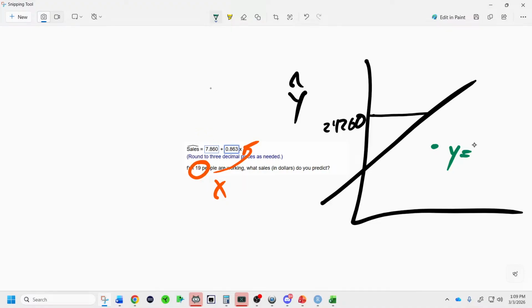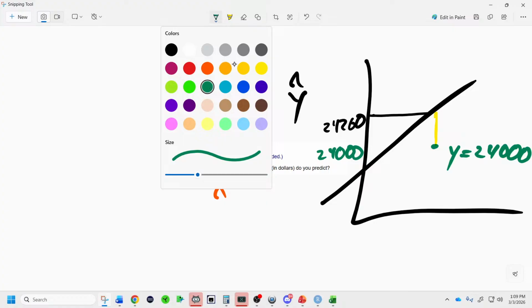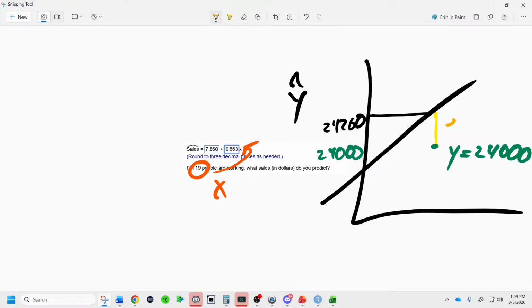And so Y, which is where it's at, is 2,400. And so that's where it's at. The model predicts much higher. So what we want to find is this residual value. And we can find it really easily because the amount of the residual is just how much it is below. It's going to be E is equal to negative 260.